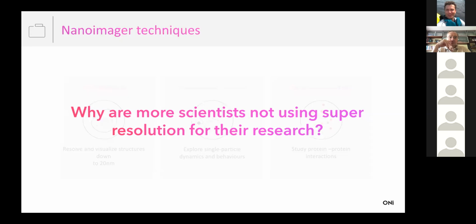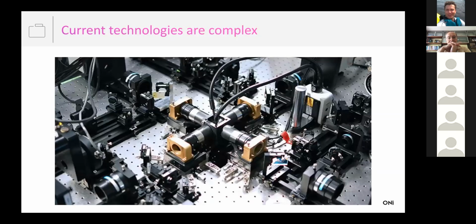Now, I've talked a lot about the different imaging techniques so far. And the question at the moment is then, why is it that more scientists aren't using these techniques? Now, whilst I mentioned many of the benefits of super resolution, there are quite a few barriers to their daily use. And the first one being, they're usually huge.